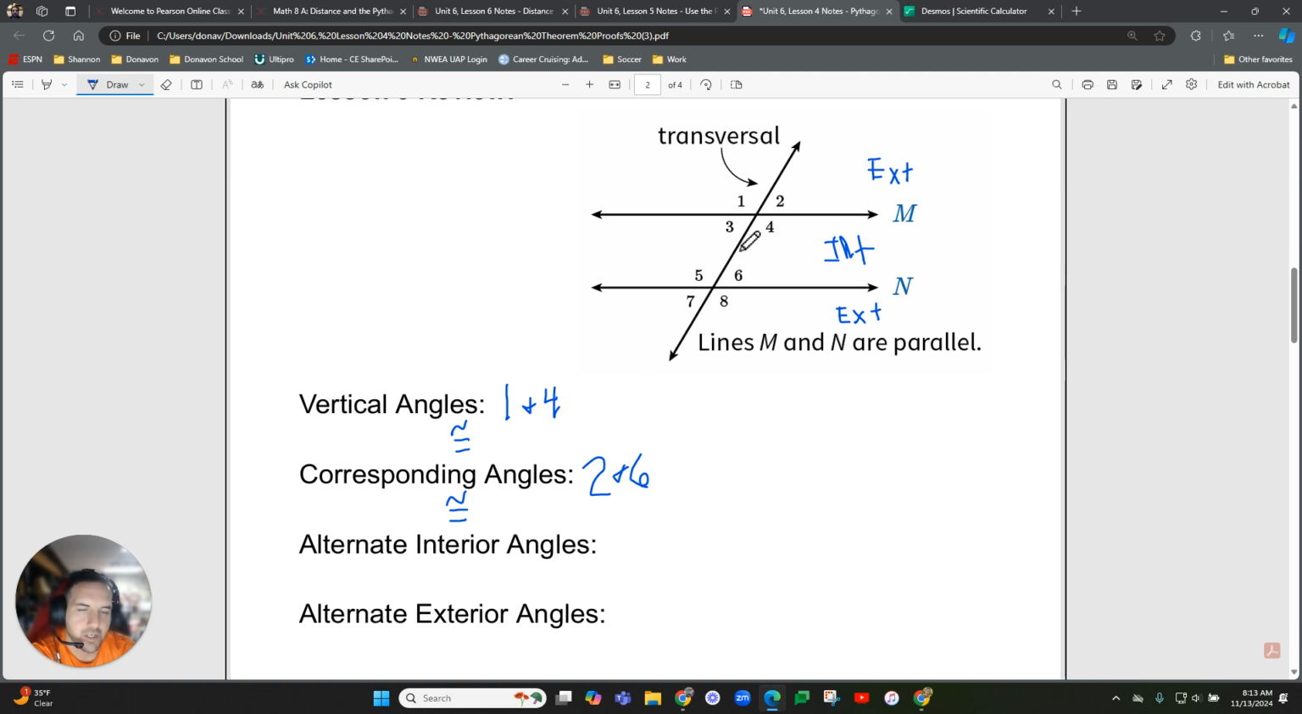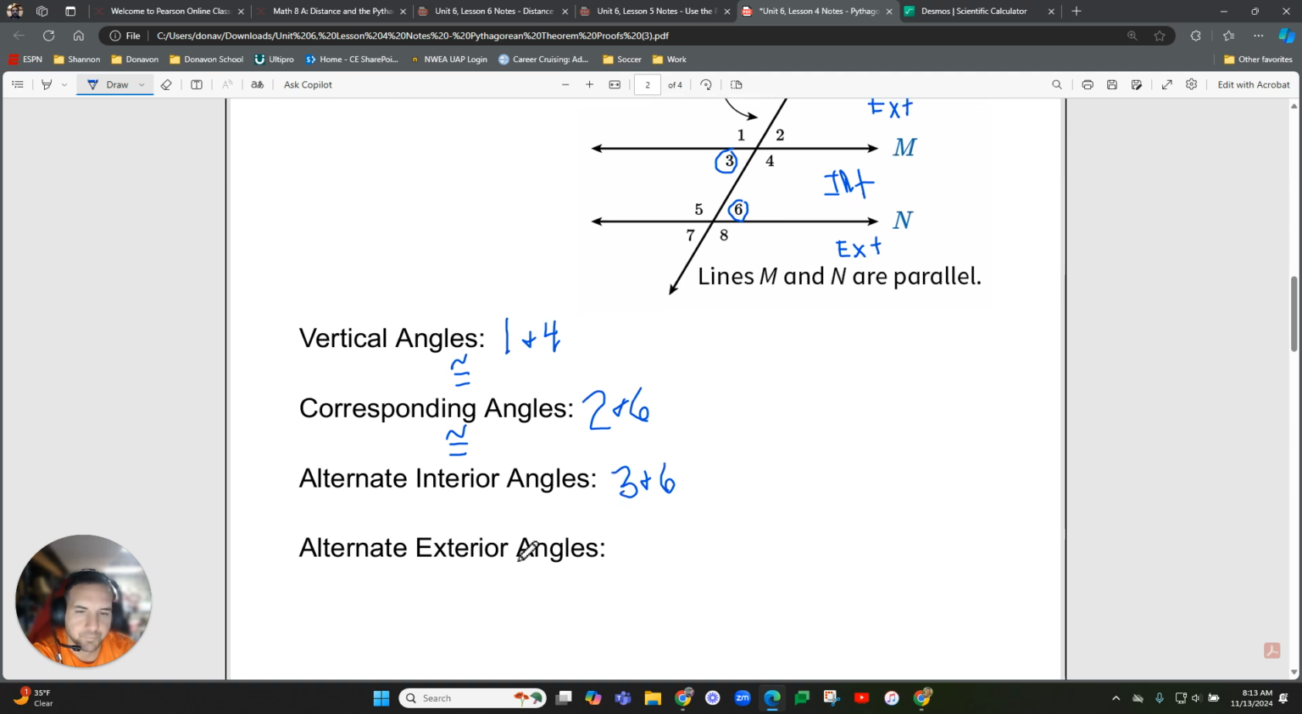Okay, so alternate interior angles means they're on opposite sides of the transversal. So this is the transversal, a line that cuts through these parallel lines. So alternate means they're on opposite sides. So 3 and 6 would be alternate interior angles. The other example would be 4 and 5, but we're just going to do 3 and 6 for now. I'm only going to write down 3 and 6, but also know that 4 and 5 are also alternate interior angles. Okay, and again, alternate interior angles are congruent. So if 3 is, let's say, 60 degrees, then 6 would also have to be 60 degrees.